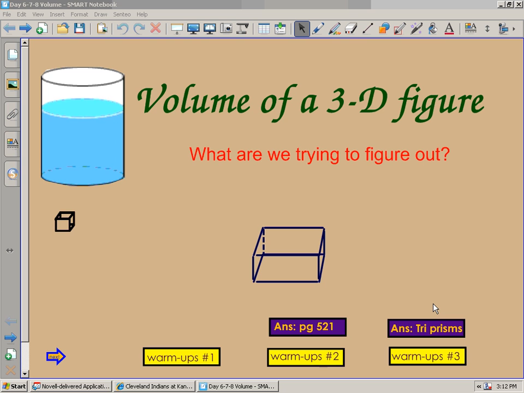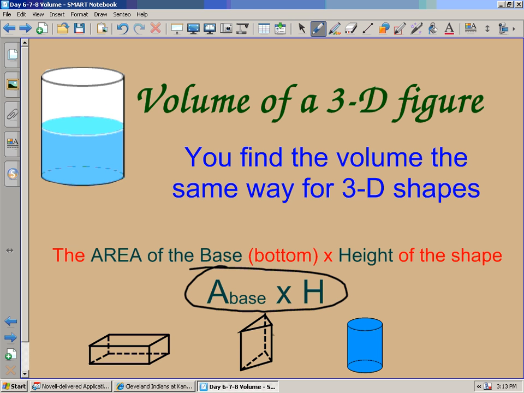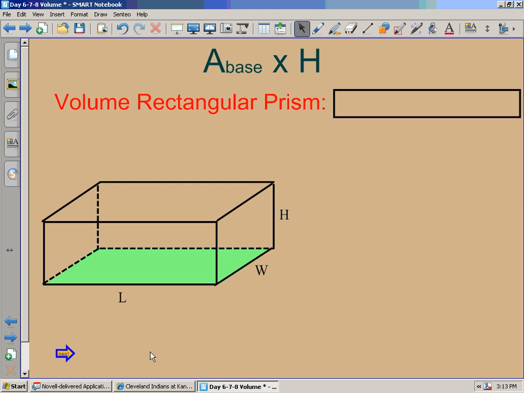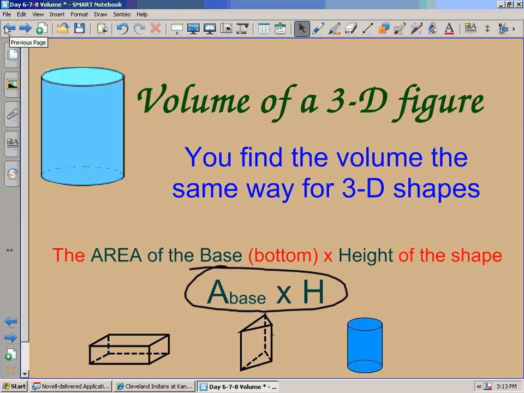This lesson, when we talked about the volume of our rectangular prism, we started off by saying that we find the area for all shapes by doing the same thing. So when we looked at the volume of a rectangular prism, we said we had to find the area of the base times the height. Well, the area of the base was length times width, and that's how we got our formula. Same thing is true for all of our figures.